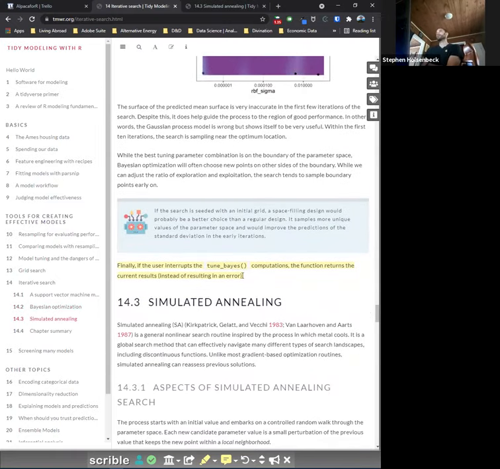So one neat feature about Tune Bayes as well, since it can be a very long running process, is if you interrupt it, it will actually save the results and return them instead of losing them. So that's a really nice feature.